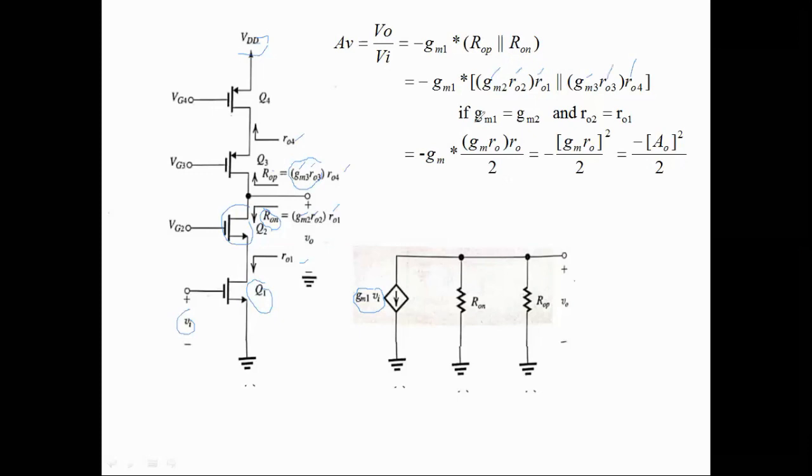If all are the same, then gm r0 r0 by 2, because when two equal resistances are connected in parallel, we get half of that. Finally we get gm squared into r0 squared by 2, which can be written as minus A0 squared by 2. This division by 2 is due to two equal resistances, one above and the other below. That's why it is divided by 2. Okay, got it now? Let me move to the next one.